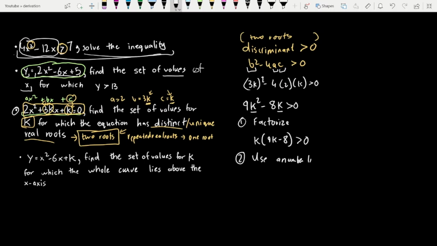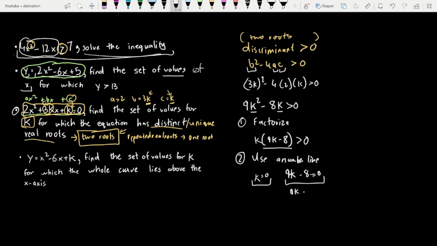Use a number line. So we put this thing equal to 0 and put this thing equal to 0. 9k minus 8 equal to 0. Or if you wanted it to be like this, you could have written k plus 0 is equal to 0. It's up to you. In either way, k is going to be equal to 0. So it doesn't even matter.